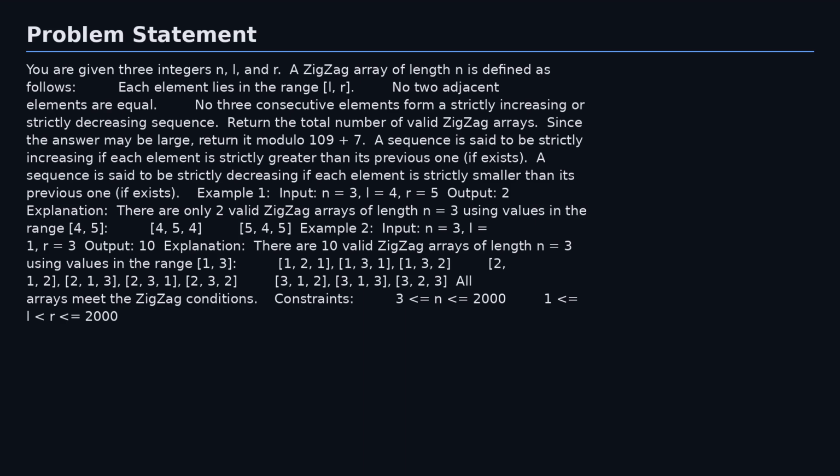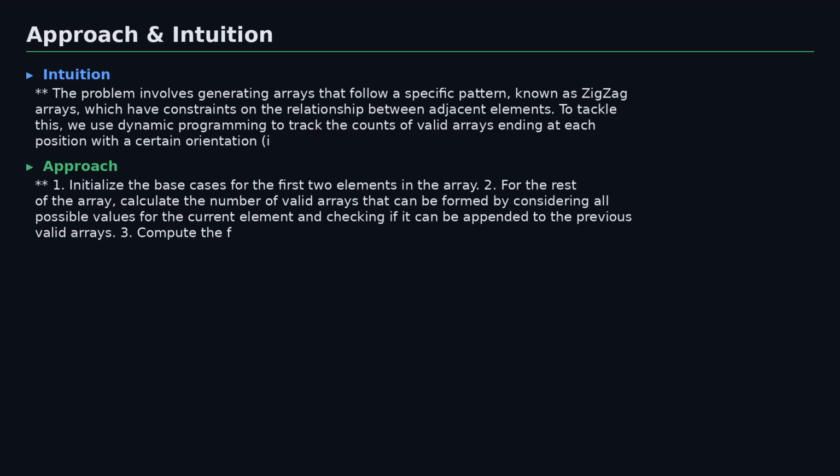Now, let's talk about the intuition behind the solution. The key insight here is to use dynamic programming to track the counts of valid arrays ending at each position with a certain orientation, either increasing or decreasing. Think of it like building a tower with blocks, where each block must be either higher or lower than the one before it. We need to keep track of how many towers we can build at each step, and what their orientations are. This will allow us to efficiently calculate the total number of valid arrays.